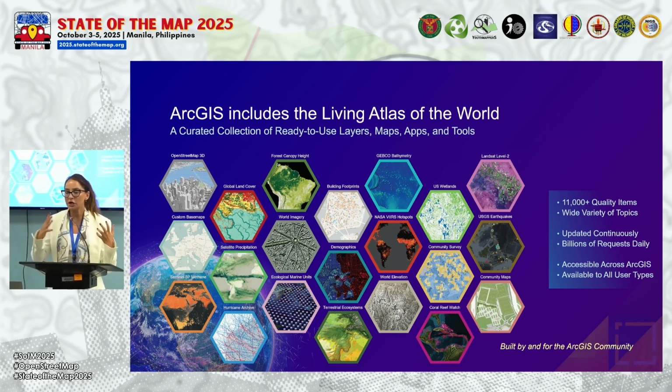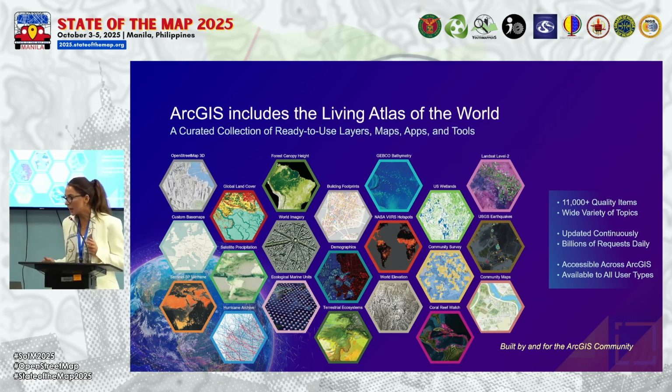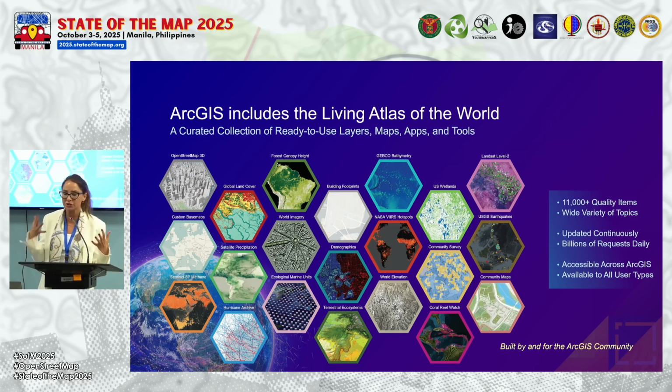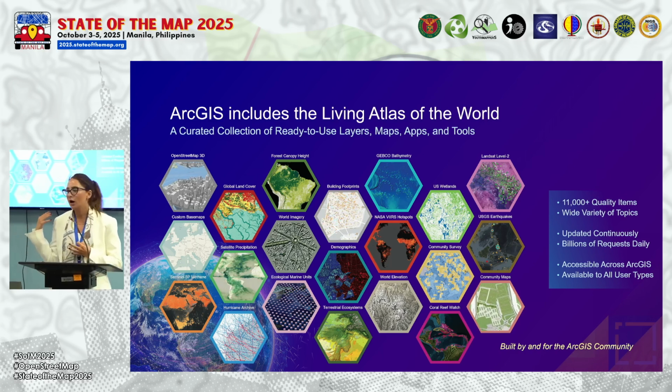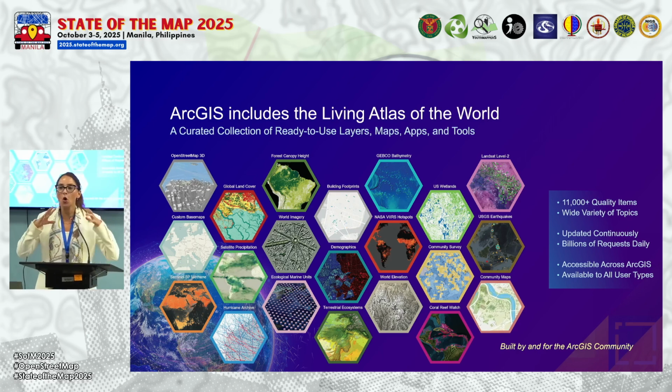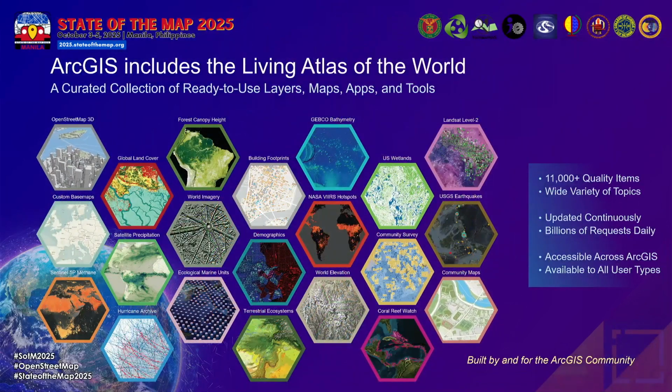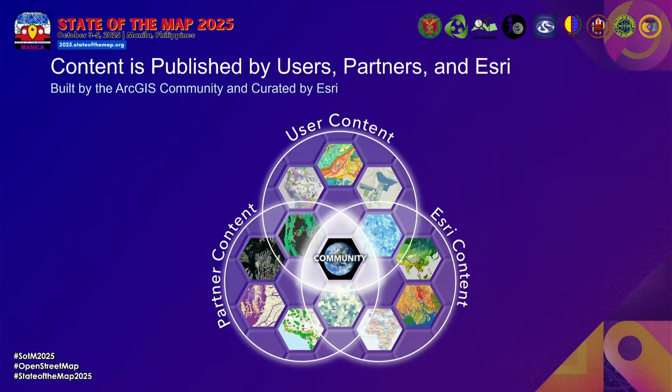And again, you don't even have to sign in for ArcGIS Online to be able to use those items. And when I talk about items, what I'm trying to say is, it's data layers, maps, applications, AI trained models. So there are all sorts of content that exists in that Living Atlas as high quality items. And we have billions of requests daily that come for each of these items. So a lot of people are using these items around the world, and they're accessible to all ArcGIS users, regardless of their user types.